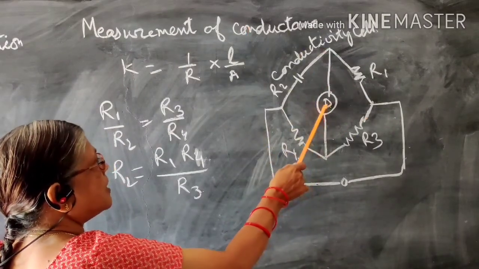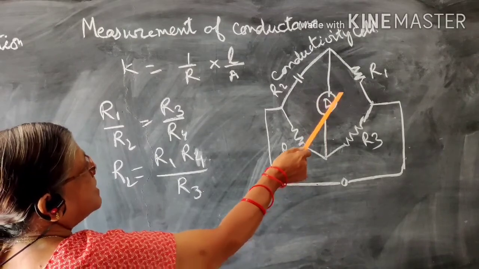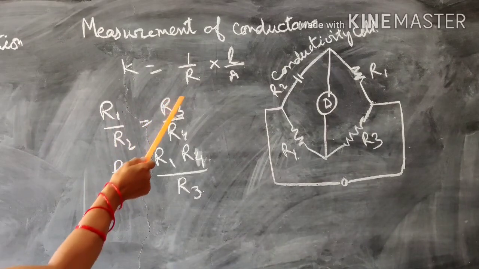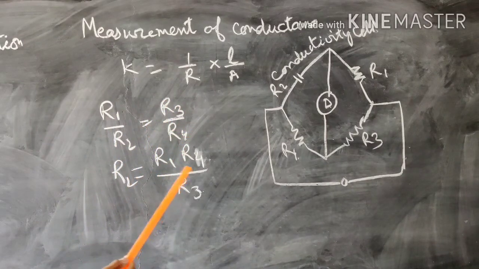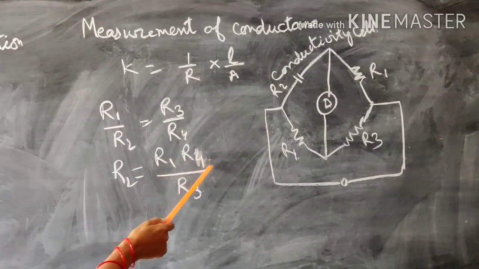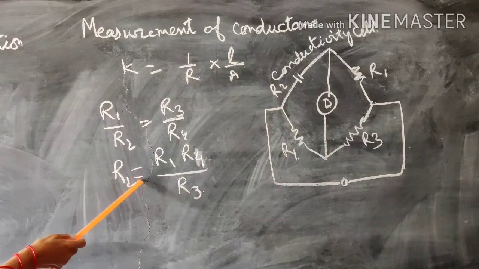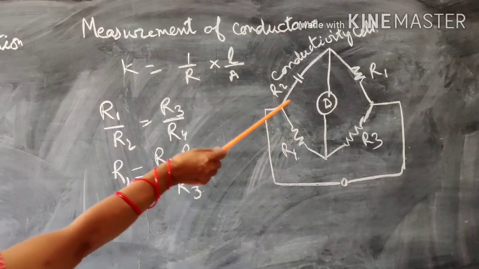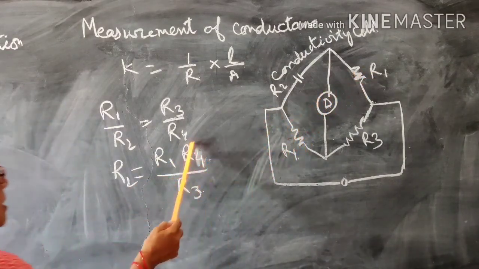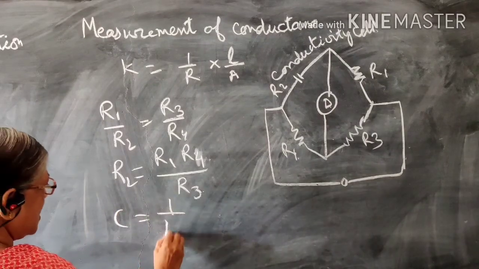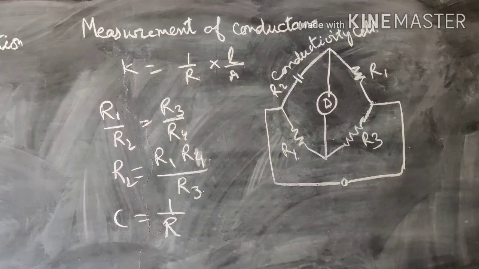When there is no flow of current, or a zero value here, we get this relationship: R1 upon R2 is equal to R3 upon R4. So R2 is equal to R1 into R4 upon R3. So for measuring R2, we have to find R1, which is the variable that we are adjusting, and these two are fixed, so we can find the resistance, and then the conductance of the solution. Then C is equal to 1 upon R, so we can find the conductance of the solution.